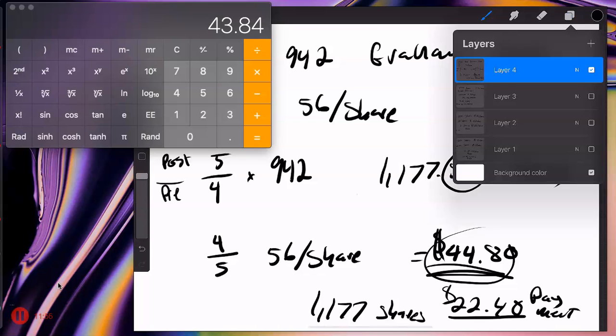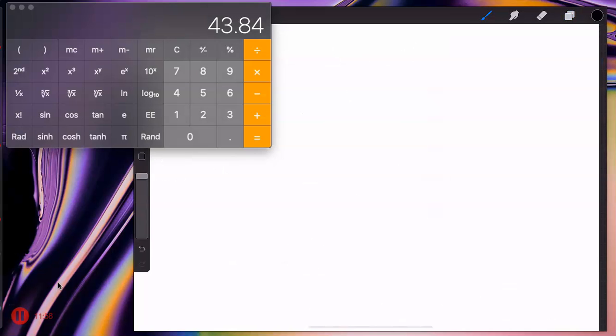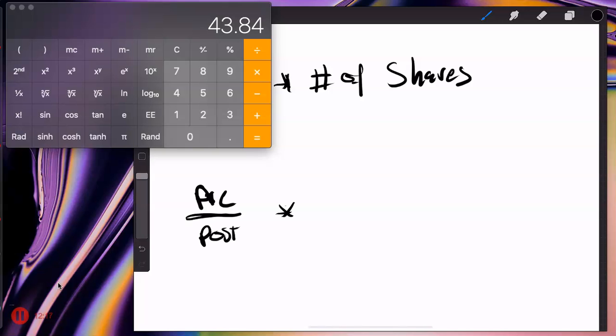So again, as a review, let's do that again just to make sure we have it. Post over pre for the number of shares times the number of shares, and pre over post times the share price. Because if we are doing a stock split, the number of shares is going to increase by an amount, and the value of shares is going to decrease. For a reverse stock split, the number of shares is going to decrease by a certain amount, and the value per share is going to increase because the market capitalization does not change. How much it's worth does not change.